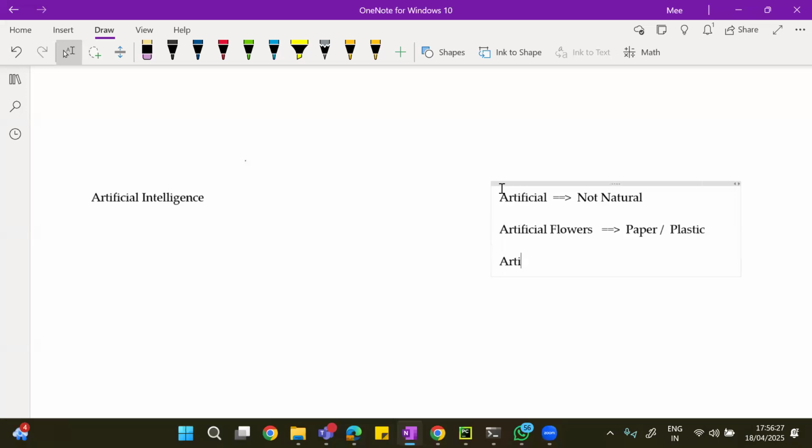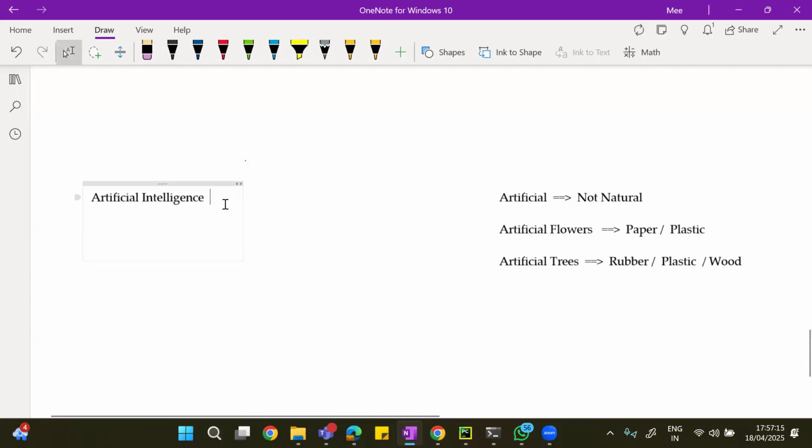Next one is artificial trees. These again are not natural. Natural trees exist, but these are artificially made. Like we use rubber, or again we can go with plastic, or we make them with wood also. So artificial flowers are made with material like paper and plastic, and artificial trees with rubber, plastic or wood. But here, you know what artificial is: which is not natural.